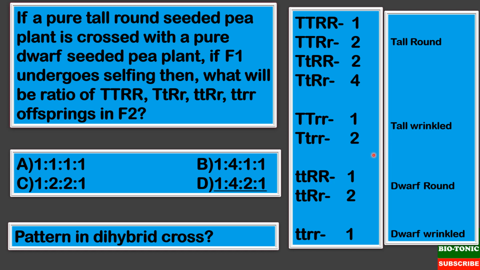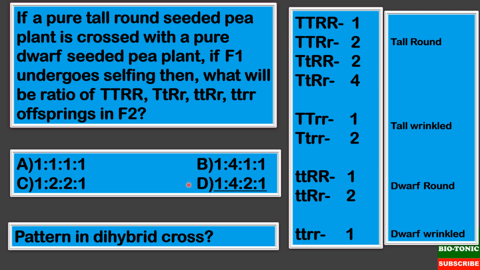Once you adapt to this pattern, you can come to the answer of such questions quickly in 10 to 15 seconds. Now let us solve the question which is asked here. The question is asking about the ratio of capital T capital R small r, then small t capital R small r, and last is small t small r.